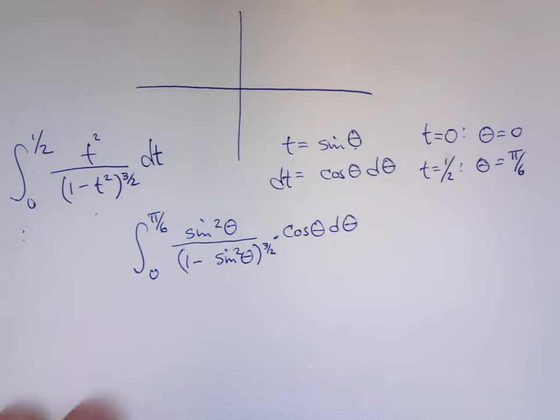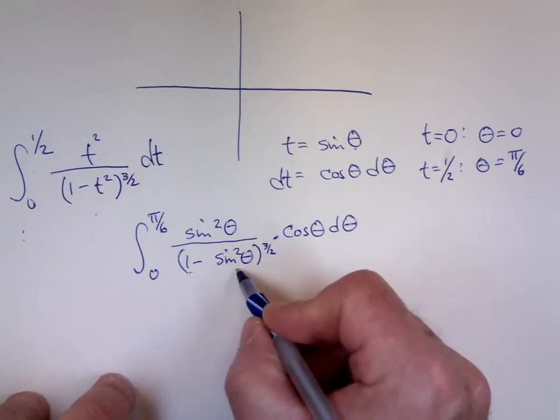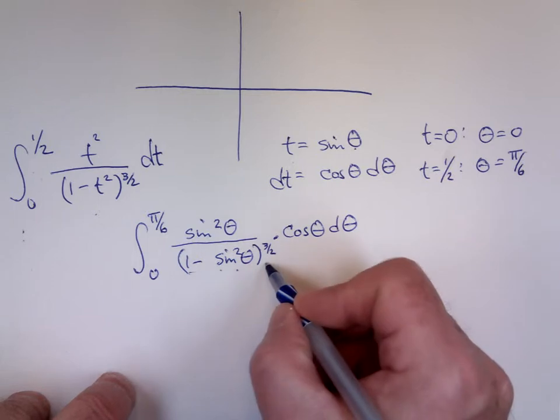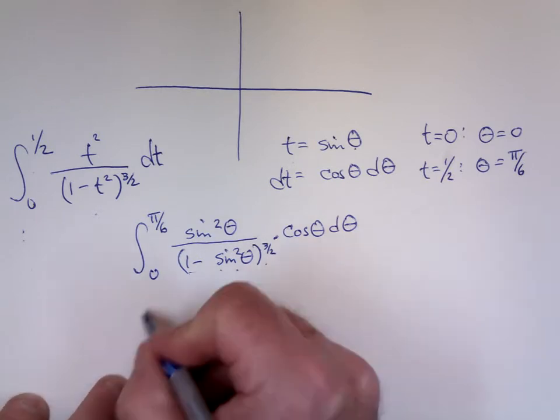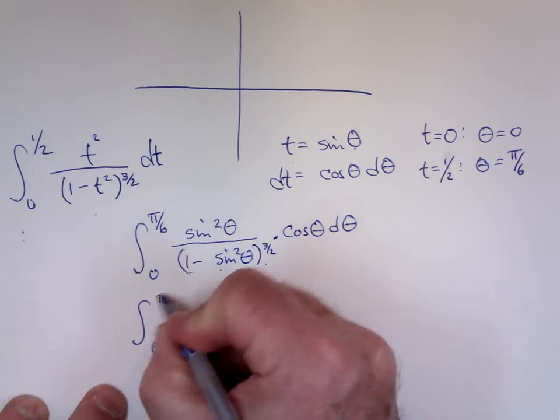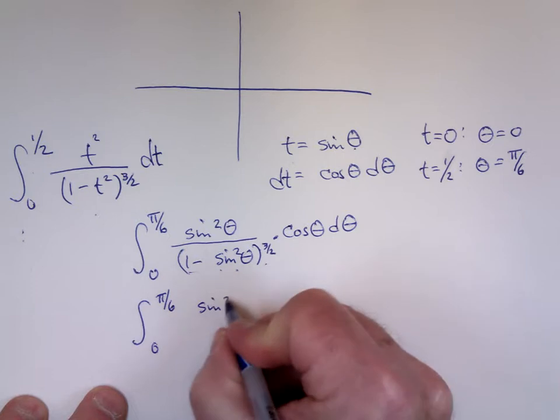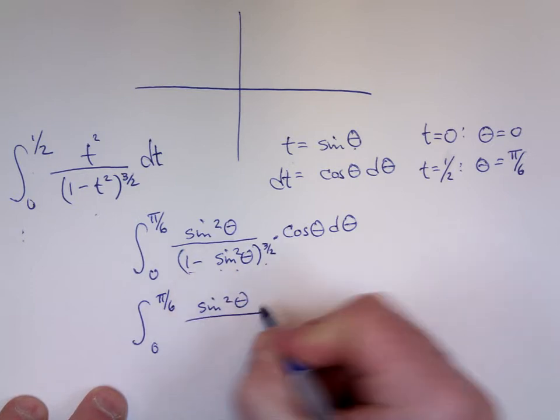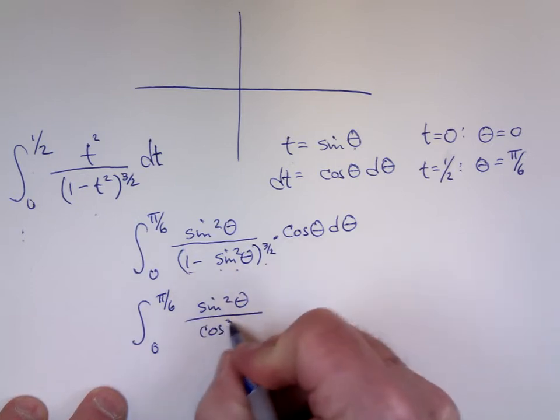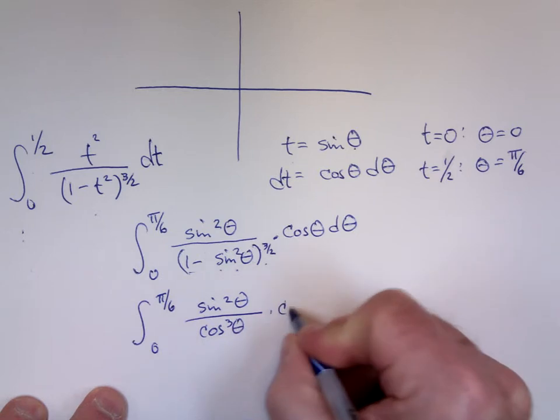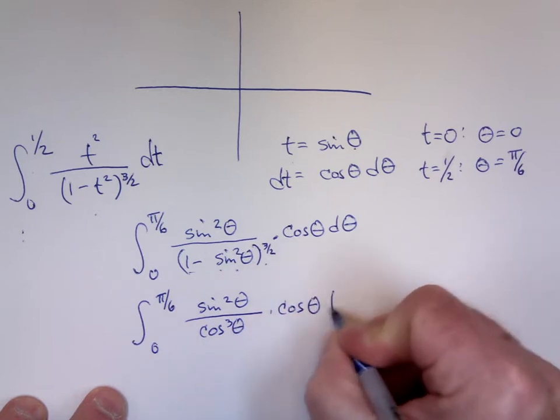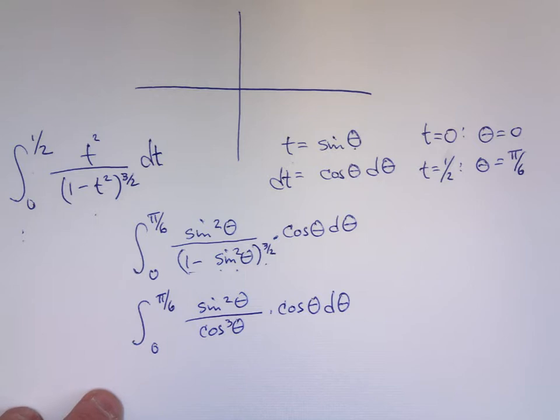So what do we have here? We have 1 minus sine squared, cosine squared. Cosine squared to the 3/2. The 2's cancel, you get cosine cubed. So right now we have this. Here's what we have: sine squared over cosine cubed, times cosine. That's what we have right now.